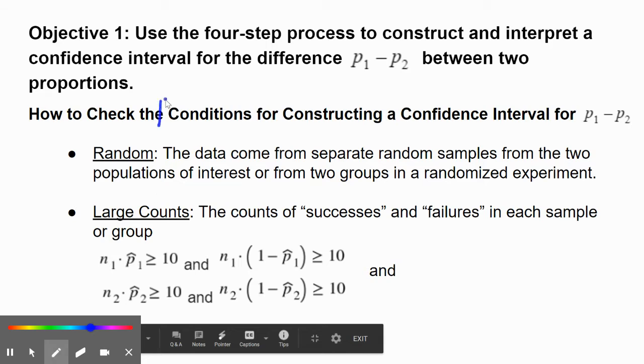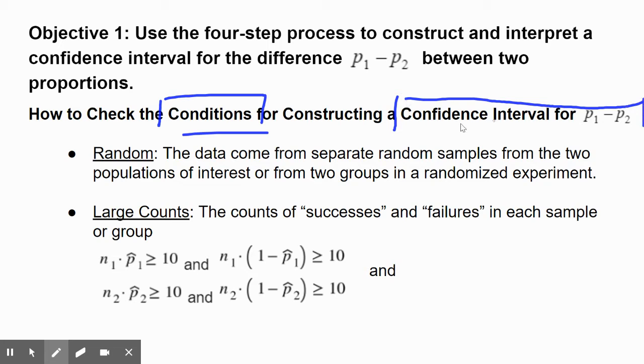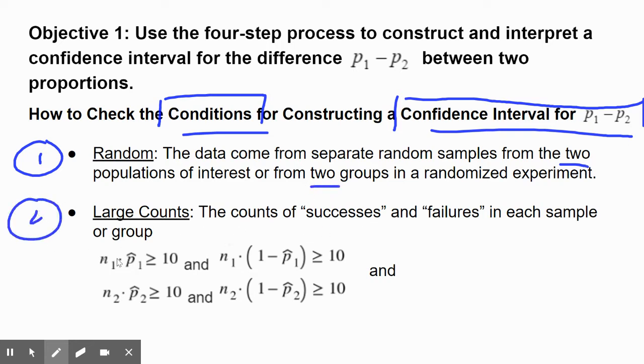When you're checking the conditions for constructing a confidence interval for P1 minus P2, the first condition is the random condition. Make sure that your two populations of interest are sampled. Remember, there are two groups. Then the large counts condition. Notice there are two sets, n1 p hat 1 and n2 p hat 2, and so on, and all of that has to be at least 10.